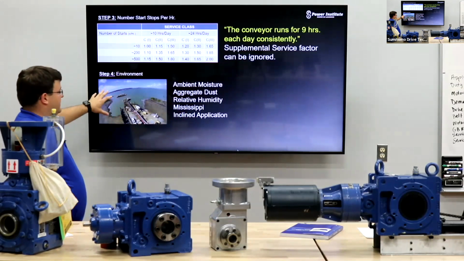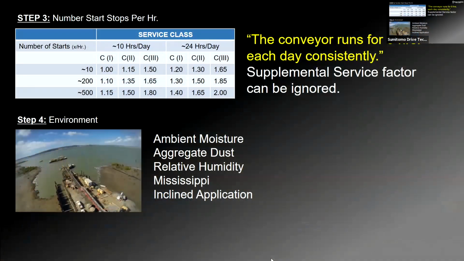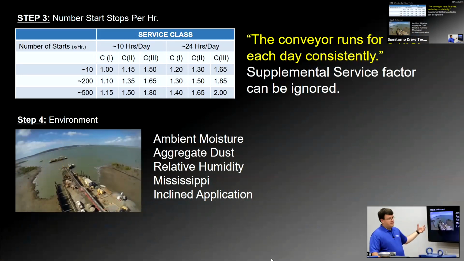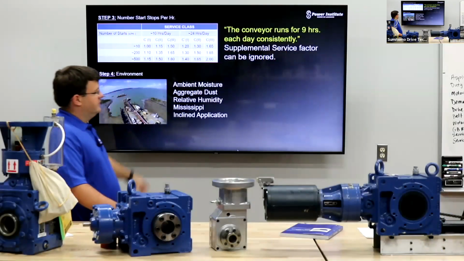Now, the environment on this one, this is the picture the customer gave us. So we can see the conveyor here. We can gain a lot from this just by looking at it, but there's water. So there's the potential for high humidity, ambient moisture just from being that close. It's in Mississippi, so we understand that it's very humid down there, could get wet. We just have to think about that. Doesn't change our selection, but we have to think about it moving forward. Gotcha.